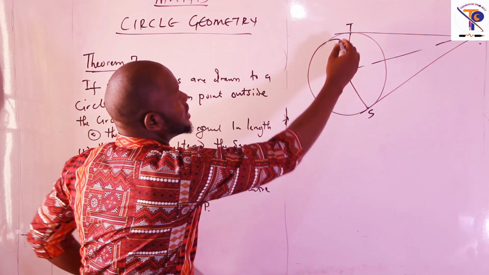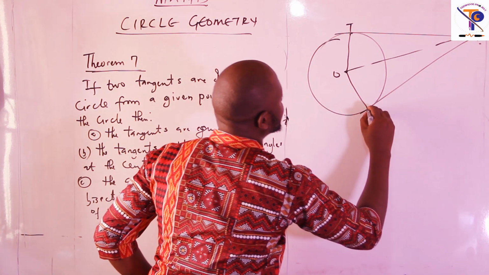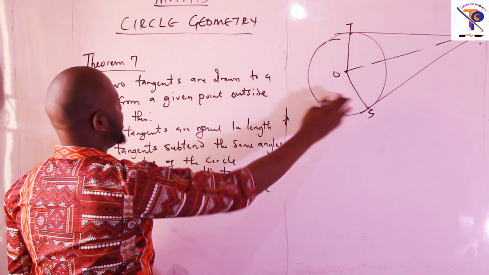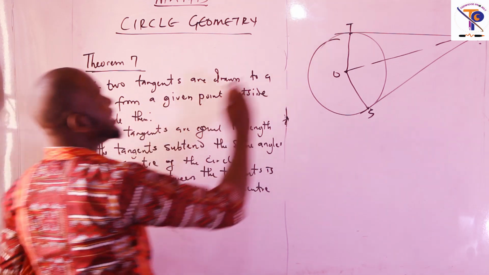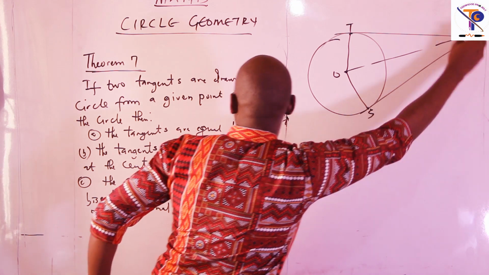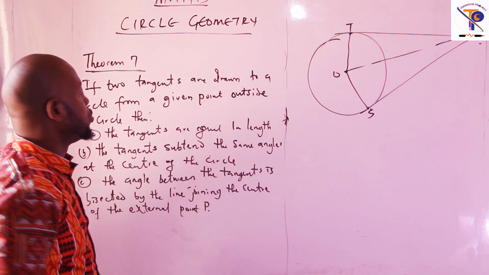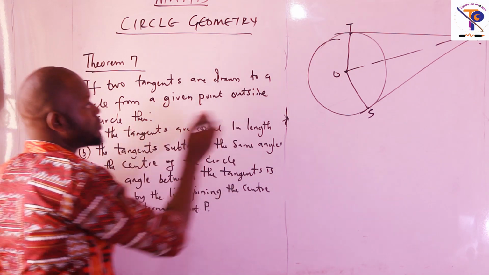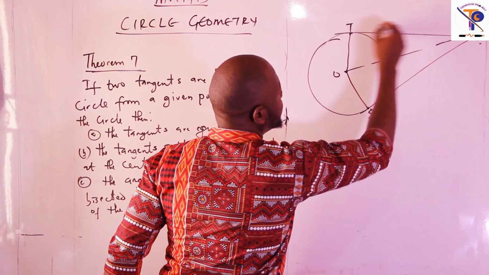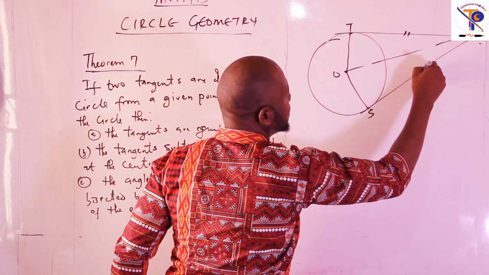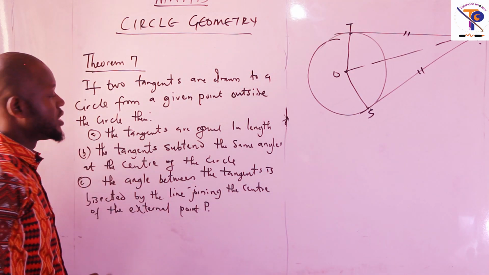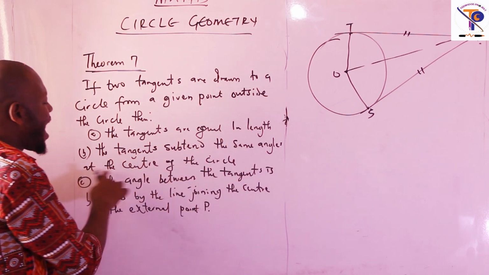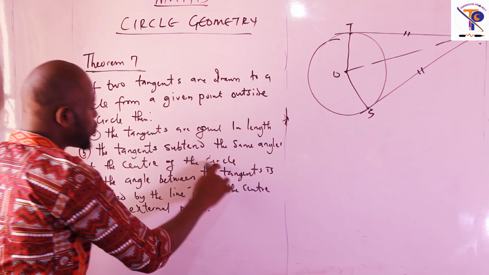If you have two tangents, tangent 1 and tangent 2, look at the points of tangency, drawn to a circle from the given point outside the circle where they meet. If they meet outside the circle, definitely the tangents are equal in length. That means if they meet, this length is the same as this length. Please note that.